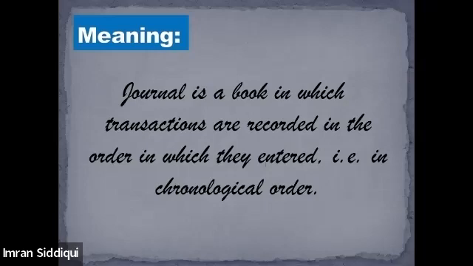And the transaction which is recorded in the journal is recorded in chronological order. That means in the same sequence as the transactions have occurred. To simplify it, we can say that transactions are recorded date-wise or time-wise.